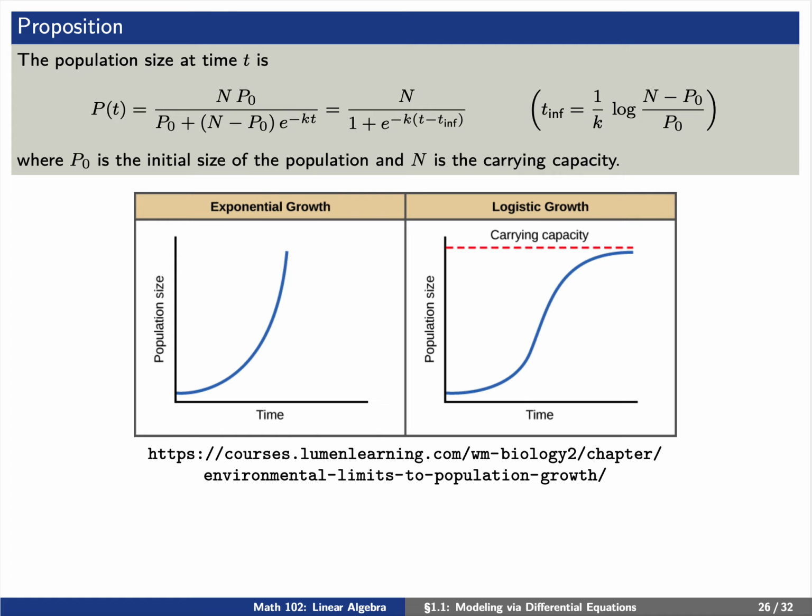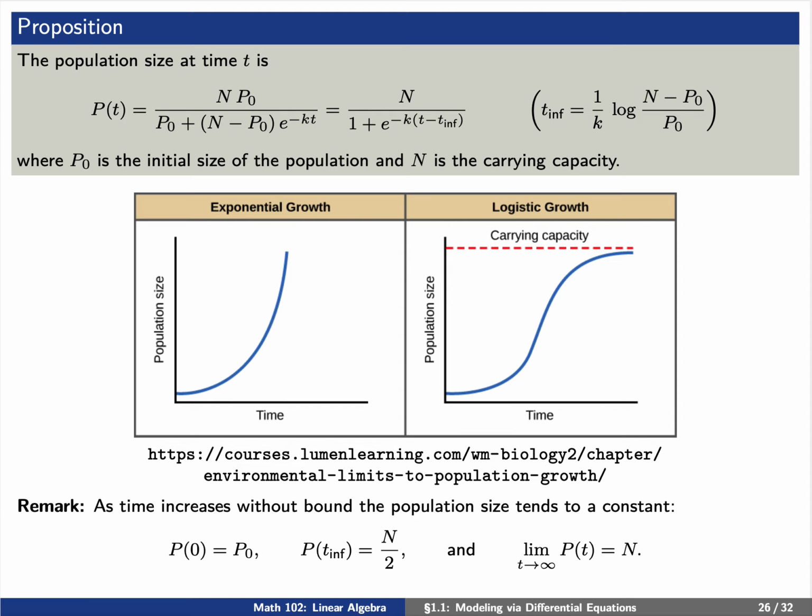On the left, you see the exponential growth that we had when we do not assume a carrying capacity. On the right, you see, assuming a carrying capacity, that the population grows, but it has to be bounded by the carrying capacity. But that was the whole point of the carrying capacity, that we do not want the population to grow too much because of our limited resources. Notice that as time increases without bound, this population size does tend to a constant. It approaches closer and closer to our carrying capacity.